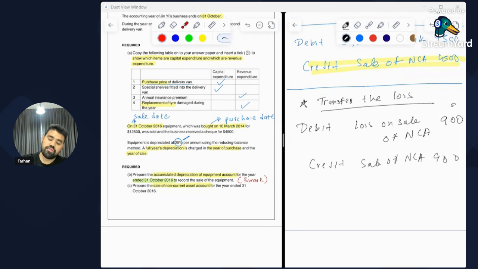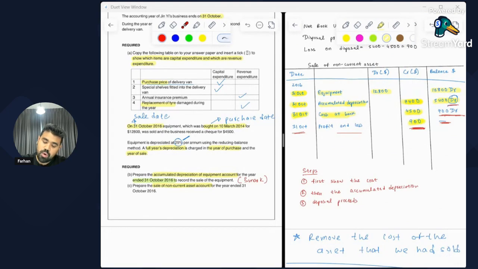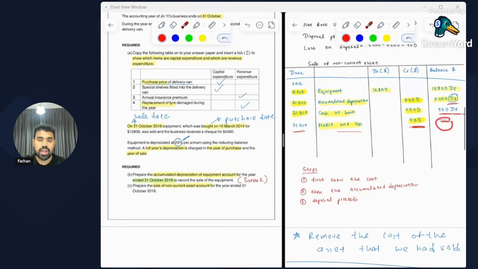So that is what we have reflected eventually within the credit column of the sale of the non-current asset account, where you will see 900 is recorded, which translates to the loss that we have made during the year. And the reason we are writing the cross-reference as profit and loss is because we have to show this amount in the income statement or the profit and loss statement, right? And this $900 eventually cancels the 900 debit we had before. So 900 debit, 900 credit. When they cancel out each other, we're left with 0 at 31 October. And that should always be the case, where you end up with a 0 balance when preparing the sale of non-current asset account.